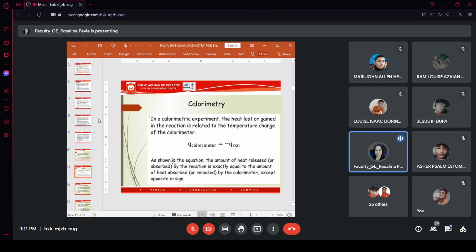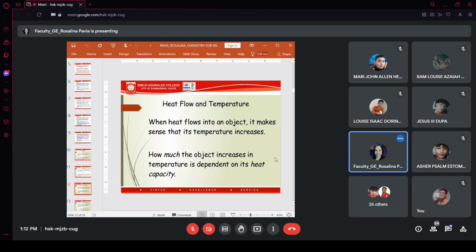Okay? As shown in the equation, the amount of heat released or absorbed by the reaction is exactly equal to the amount of heat absorbed or released by the calorimeter, except mag-change ang sign nilang dalawa. Diba? Kung absorb, positive. Kung release, negative. Okay? Remember that. Heat flow and temperature. When heat flows into an object, it makes sense that its temperature increases. Tama naman, di ba? How much the object increases in temperature is dependent on its heat capacity.